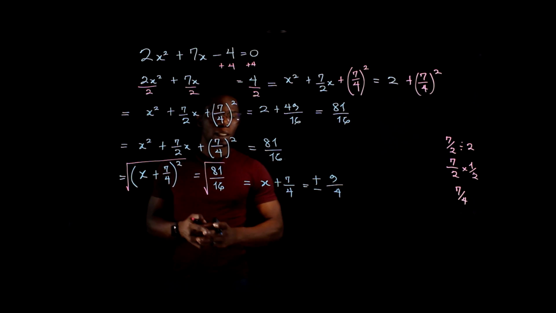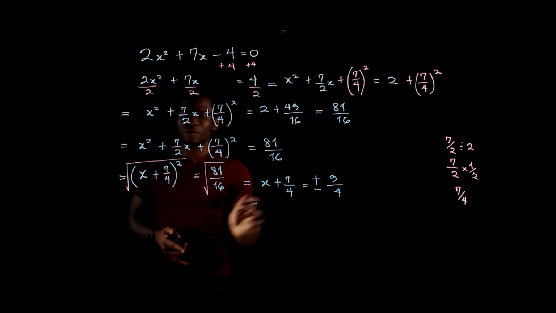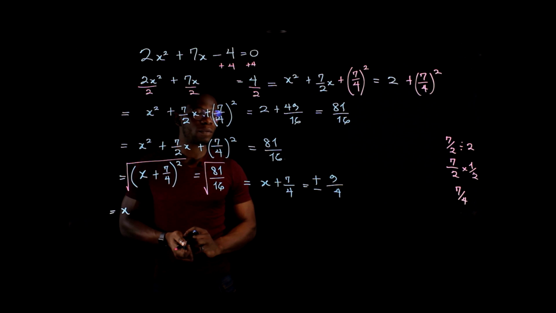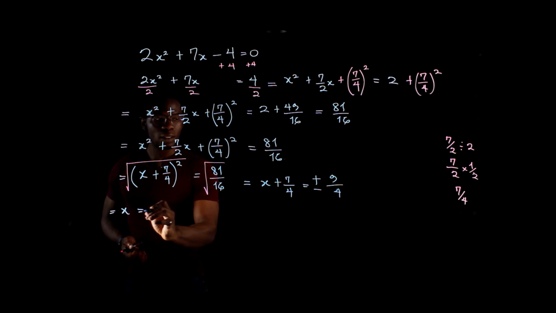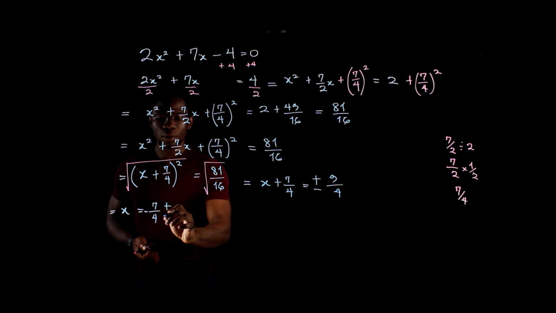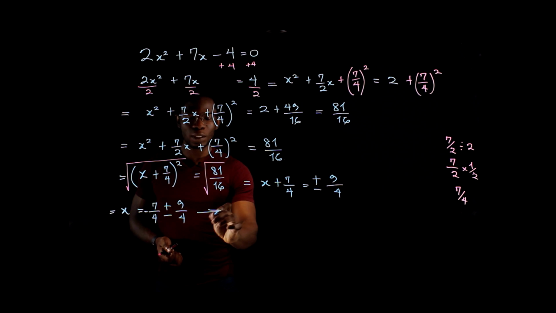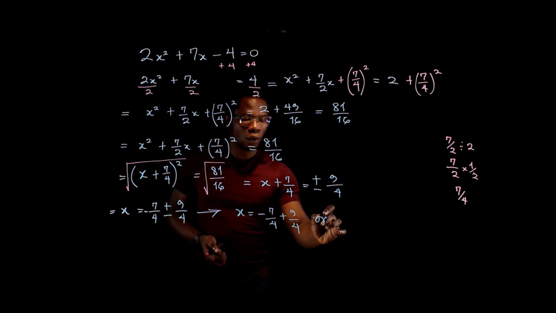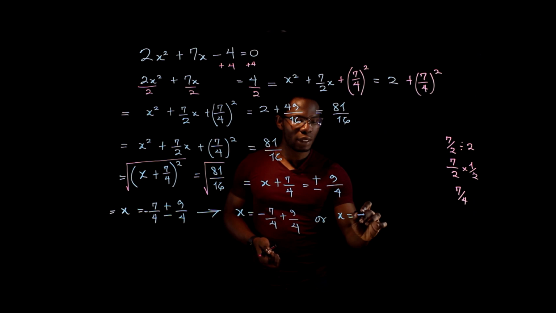So from here we can make x the subject of the formula. If we do that, by subtracting 7 over 4 from both sides of the equation, we have that x equals minus 7 over 4 plus or minus 9 over 4. So our two equations then become either x is equal to minus 7 over 4 plus 9 over 4, or x is equal to minus 7 over 4 minus 9 over 4.